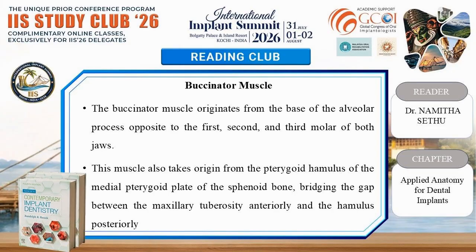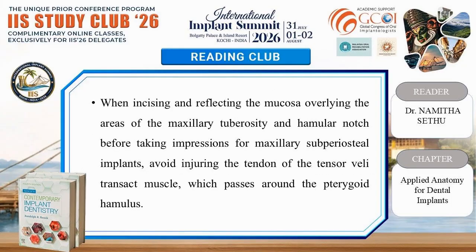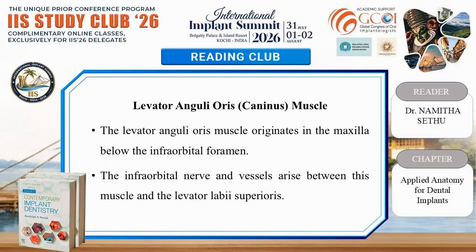Buccinator muscle. The buccinator muscle originates from the base of the alveolar process opposite to the first, second and third molar of both jaws. This muscle also takes origin from the pterygoid hamulus of the medial pterygoid plate of the sphenoid bone, bridging the gap between the maxillary tuberosity anteriorly and the hamulus posteriorly. When incising and reflecting the mucosa overlying the area of the maxillary tuberosity and hamular notch before taking an impression for maxillary subperiosteal implants, avoid injuring the tendon of the tensor veli palatini muscle, which passes around the pterygoid hamulus.